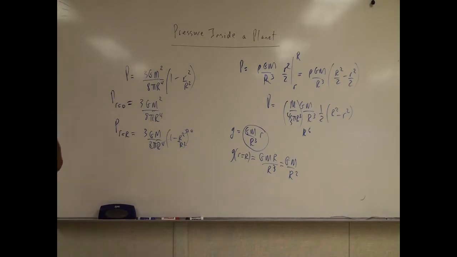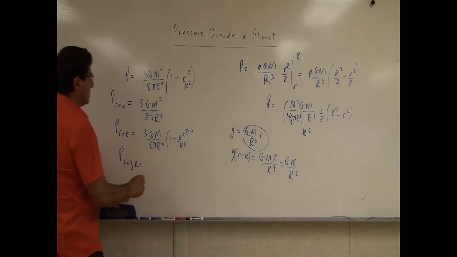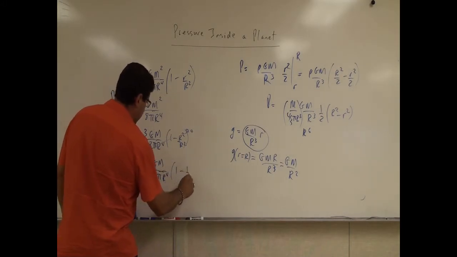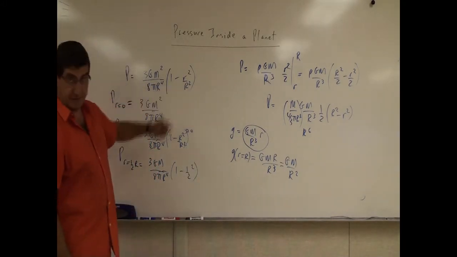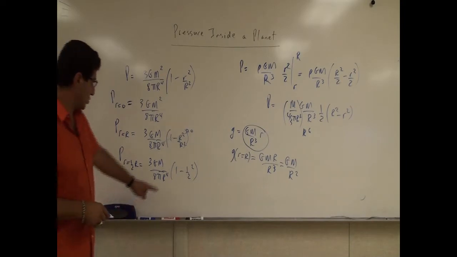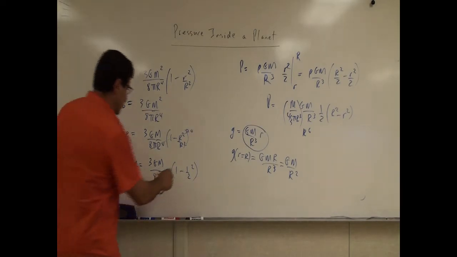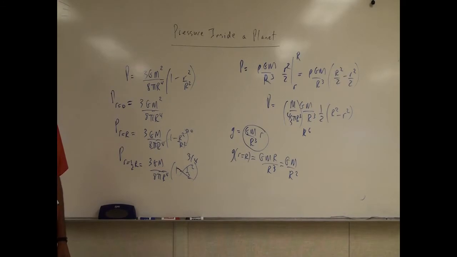Okay, how about if you are halfway inside of the planet, halfway in? Halfway in, you get here 3 G M over 8 pi R to the 4th, times 1 minus a half squared, right? Because the little r is equal to half of big R, but then you have to square that. So you get here 1 minus a quarter. 1 minus a quarter is going to be 3/4, right? So the pressure halfway into the Earth is going to be 3/4 of the pressure at the center.